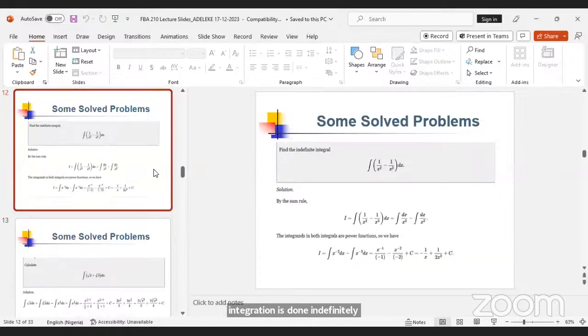So also, if you are integrating functions that are being subtracted from each other, f of x minus g of x.